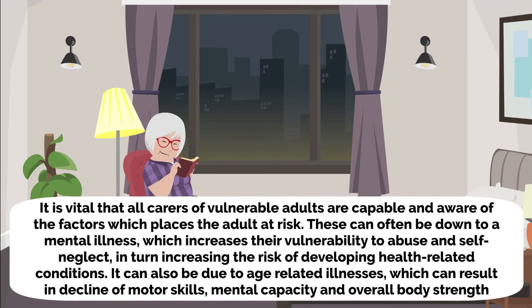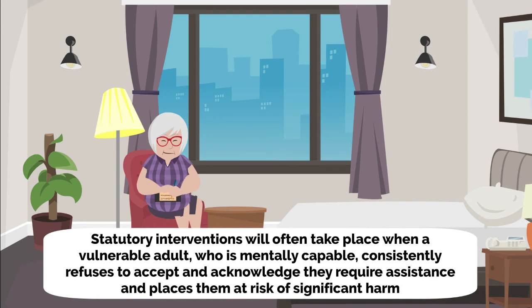It is vital that all carers of vulnerable adults are capable and aware of the factors which place the adult at risk. These can often be down to a mental illness, which increases their vulnerability to abuse and self-neglect, in turn increasing the risk of developing health-related conditions. It can also be due to age-related illnesses, which can result in decline of motor skills, mental capacity, and overall body strength. Statutory interventions will often take place when a vulnerable adult who is mentally capable consistently refuses to accept and acknowledge they require assistance and places them at risk of significant harm.